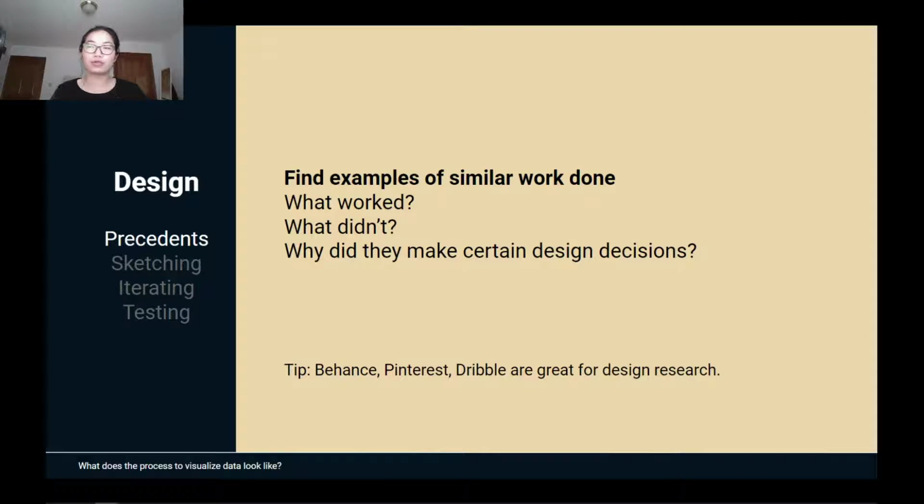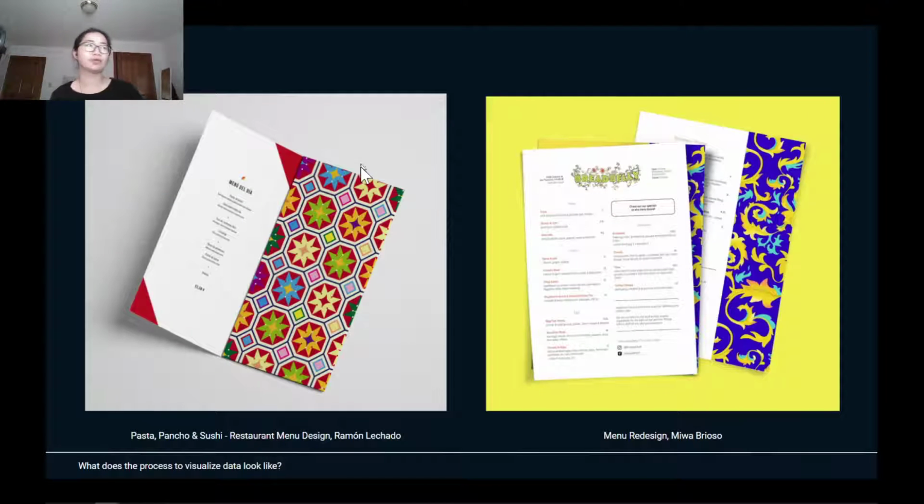When I'm looking through examples, I think about what worked, what didn't work, and what are some things I could steal from them, in terms of ideas, and understanding why they made certain design decisions. These are the two examples I looked at on Behance. I believe they were both student projects. I know this one was, but I think this one was as well. It was interesting to look at how they came together, at their concept sketches, and how they put it all together and explained why they made it a certain way.